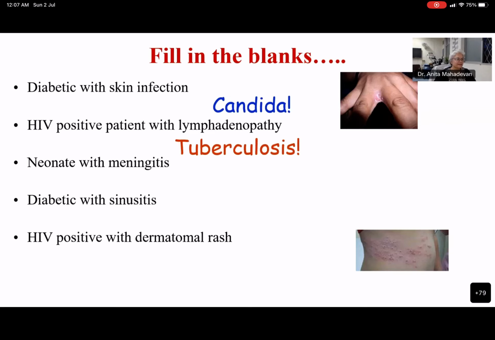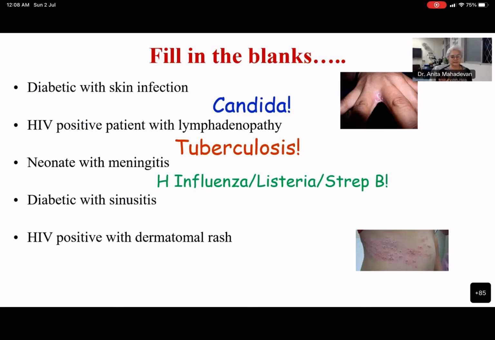Tuberculosis. Very good. Exactly. I agree with that. Suppose you have a neonate, a baby with meningitis. What do you think would be the etiological agent? Listeria. Very good. All correct answers. I love this group. It is either H. influenzae or Listeria or Strep B. Remember B for baby. Okay.